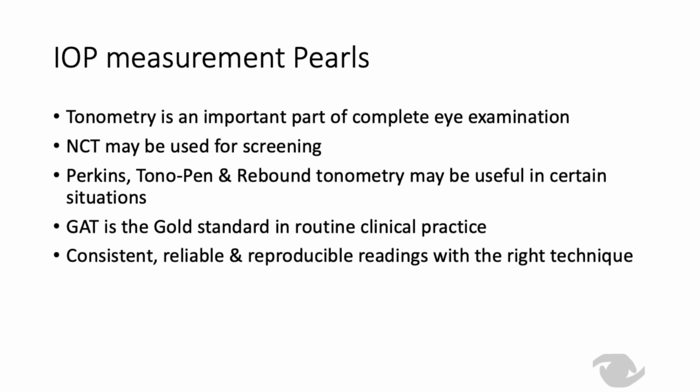To sum up, tonometry is an important part of complete eye examination. NCT may be used for screening, but not as a substitute for GAT. Perkins, tonopen, and rebound tonometry may be useful in certain situations. GAT is the gold standard and widely accepted method in routine clinical practice. It is possible to consistently achieve reliable and reproducible readings with the appropriate technique.